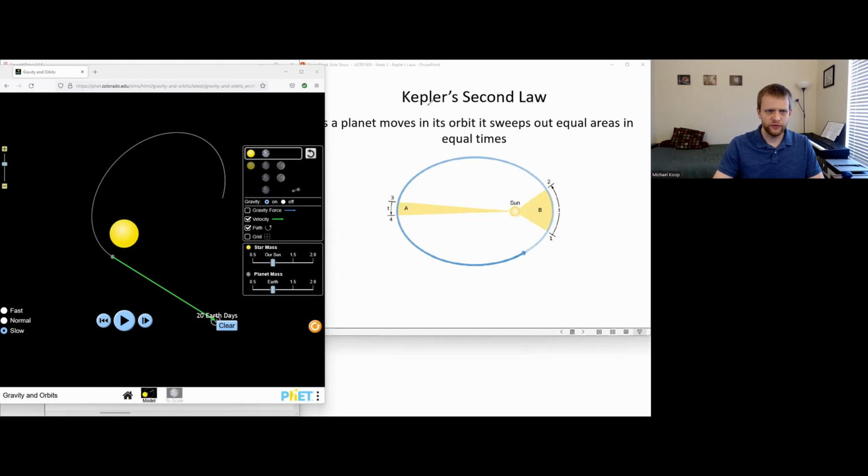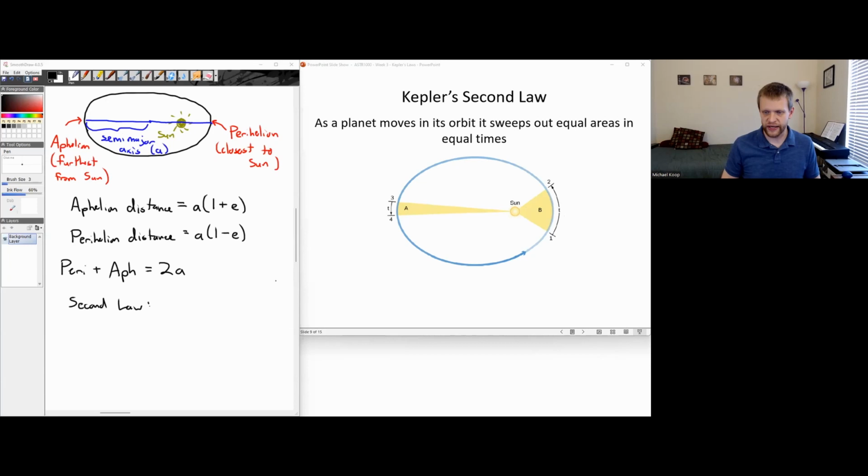So rather than depending on the formal statement, as a planet moves in its orbit, it sweeps out equal areas in equal times, let's try a little bit more practical definition. During an orbit, the planet moves fastest when it's closest to the sun.